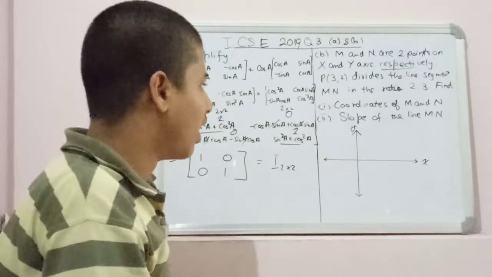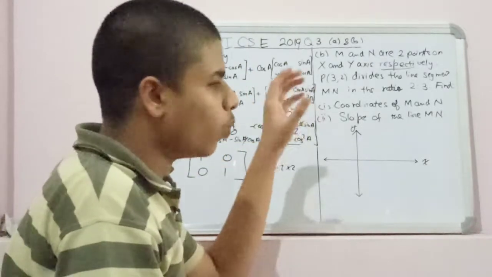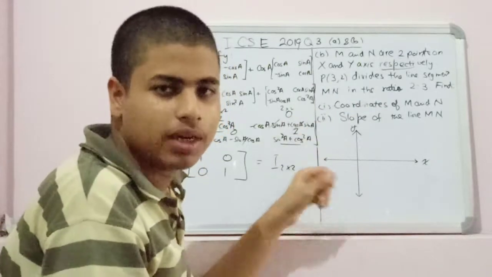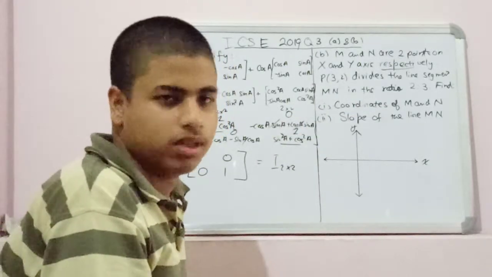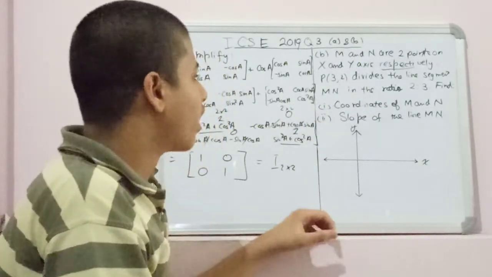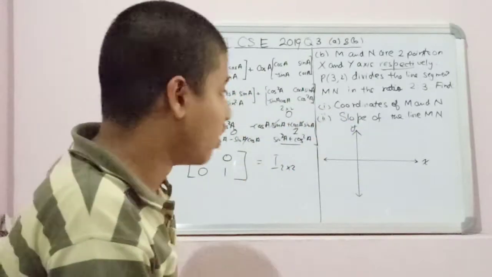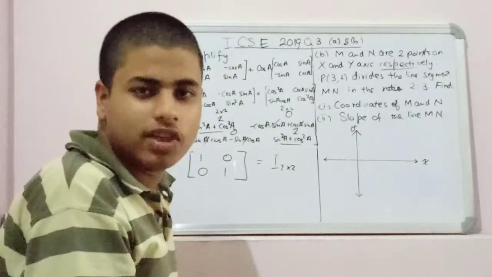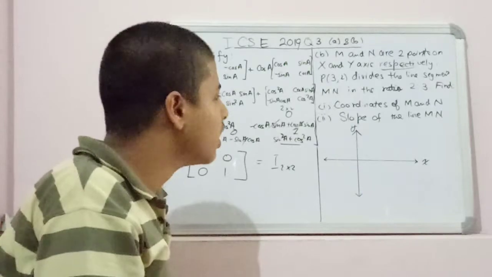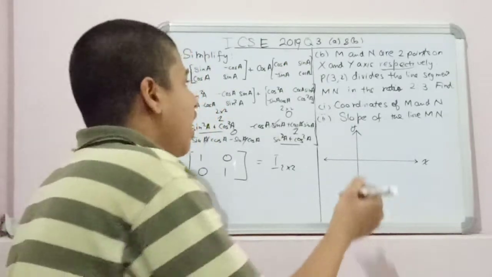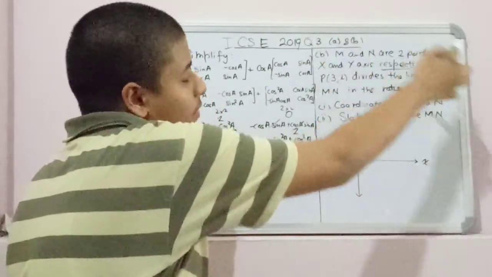Really nice. We can use the section formula for it, but what if I don't remember the section formula? We have another method. In fact, it is the method by which you can actually generalize the section formula. And the way I'll be doing this is by plotting it.